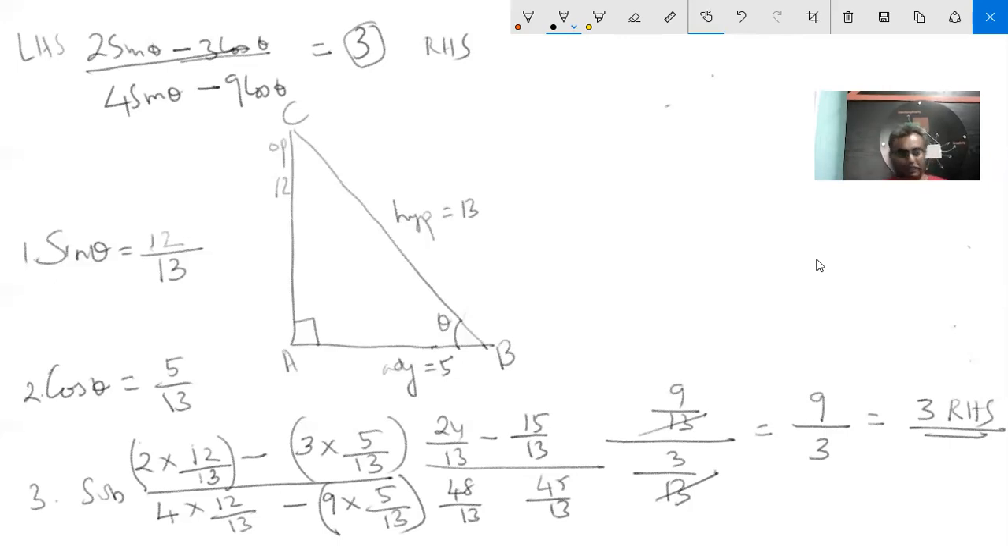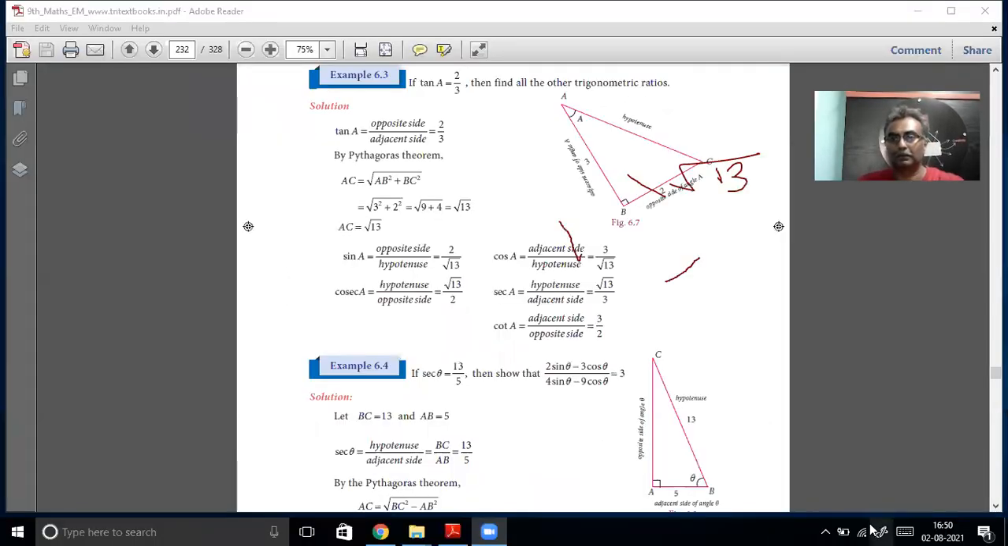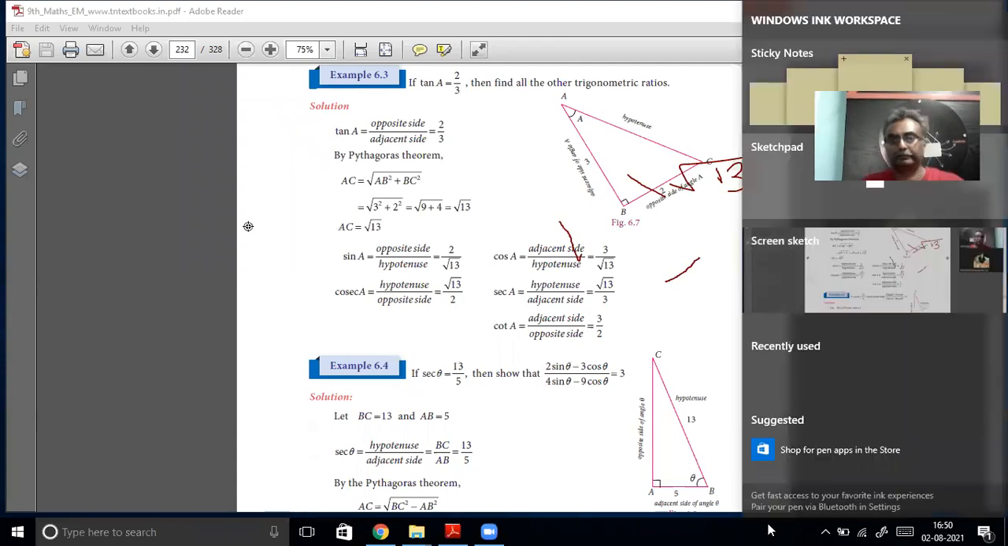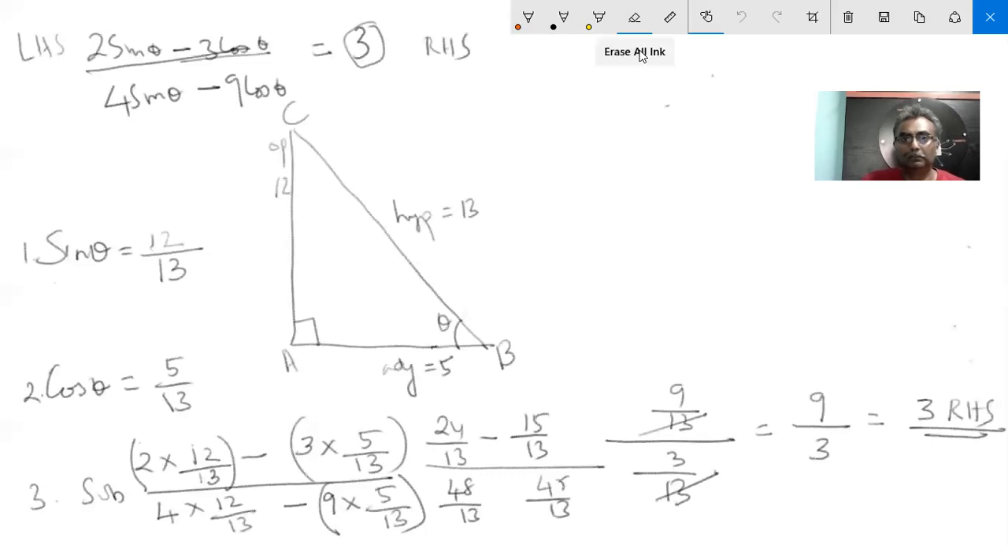Now let's go to another thing. We will start the exercise. Let us do a few sums today, and some sums we may not be able to cover. We'll do a few sums today. Okay, now we are starting.